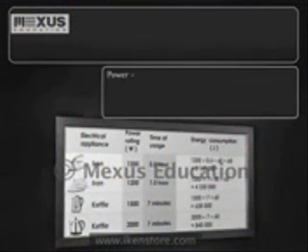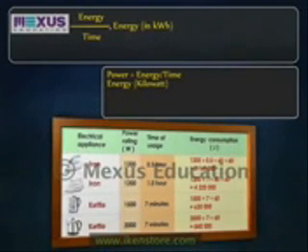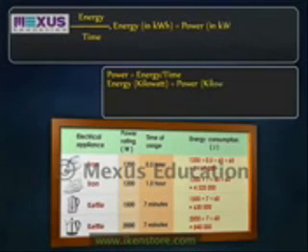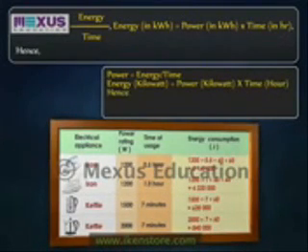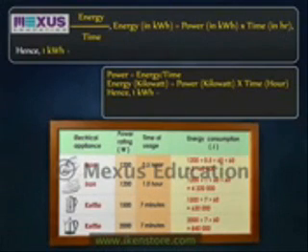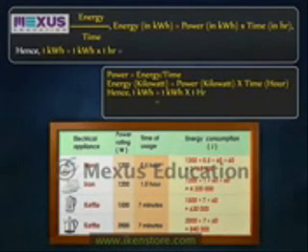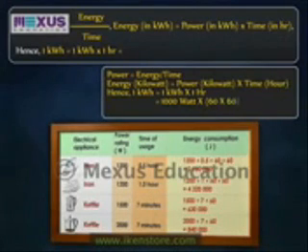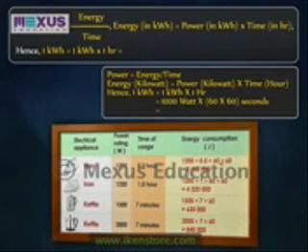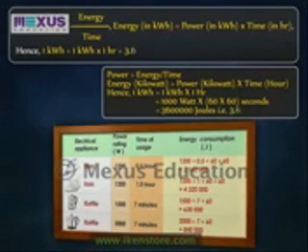Since power is equal to energy upon time, energy in kilowatt hour is equal to power in kilowatt into time in hour. Hence, 1 kilowatt hour is equal to 1 kilowatt into 1 hour, which is equal to 1000 watt into 60 into 60 seconds, which is equal to 36 lakh joules, that is 3.6 into 10 raised to 6 joules.